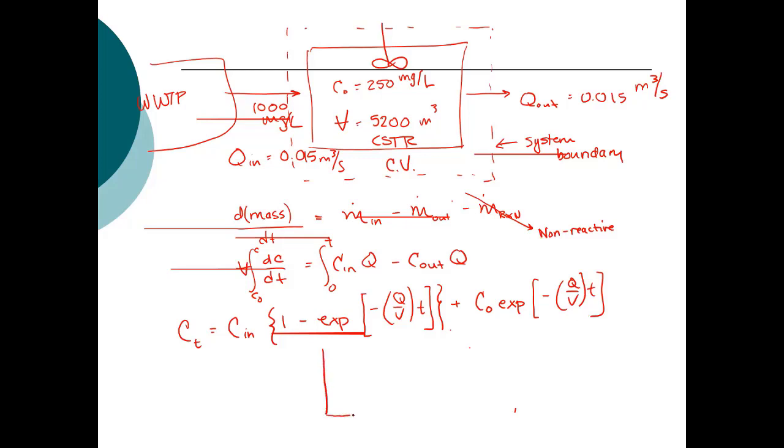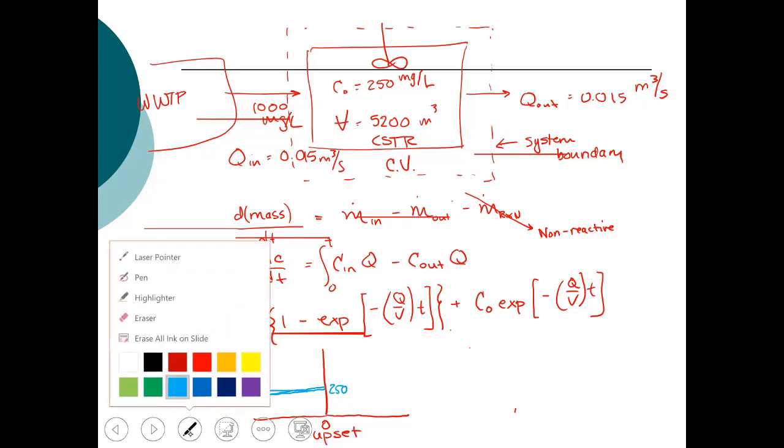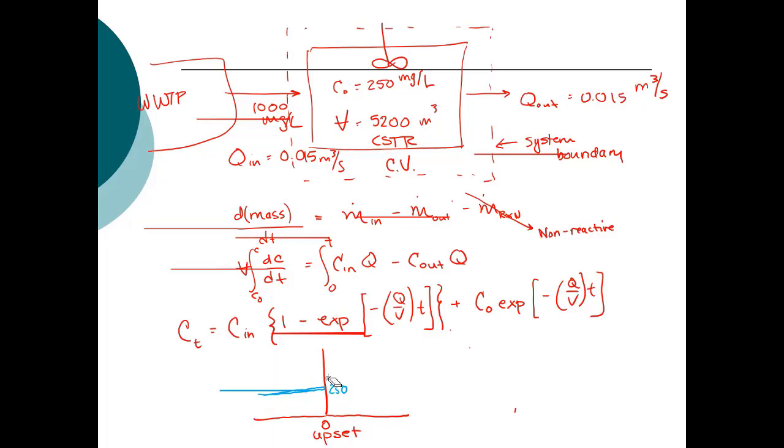So if we plot this here, time 0 is when we had the upset. So this is our plant upset. Before the upset, the system is operating at steady state at 250 milligrams per liter. There's now an upset. So what happens? The concentration increases, and it's going to increase to 1,000 milligrams per liter.